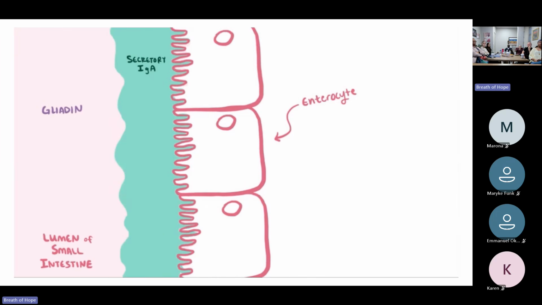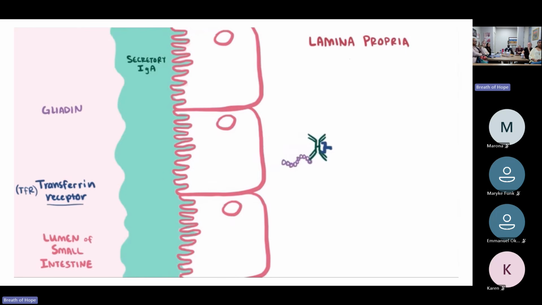But in celiac disease, this gliadin IgA complex, for some reason, binds to a transferrin receptor, TFR, which is usually used to help absorb iron and seems to be overexpressed in patients with celiac disease. Once bound to this receptor, it's transcytosed across the cell from the apical to the basolateral membrane, or across the enterocyte and into the lamina propria, which is the thin layer that lines the gut wall.